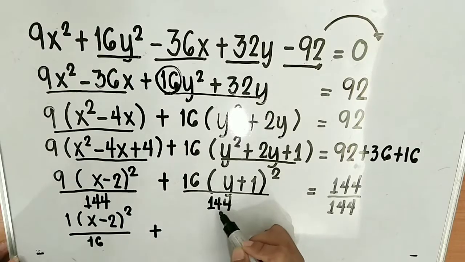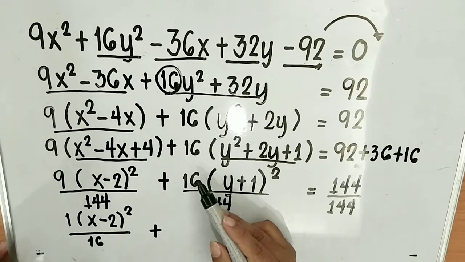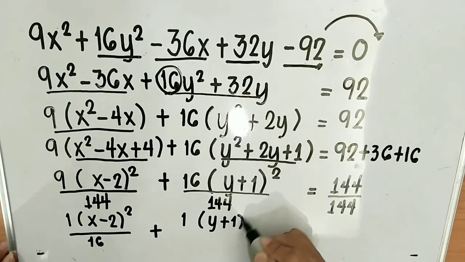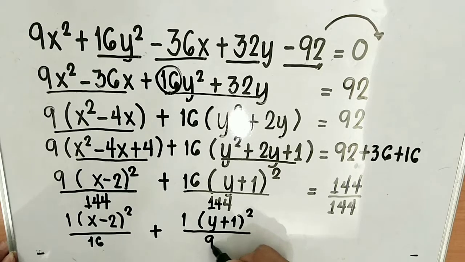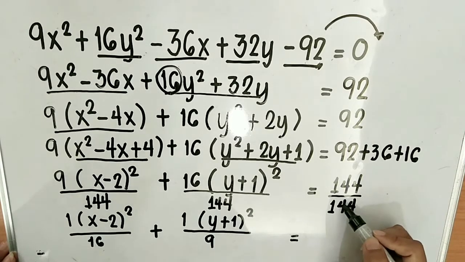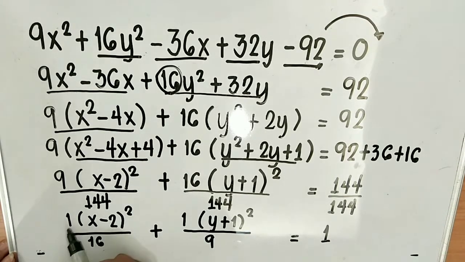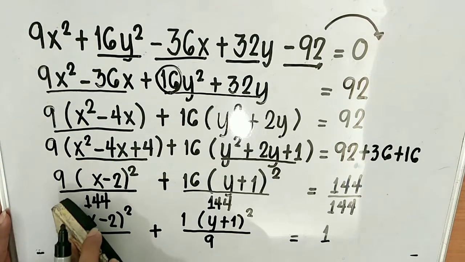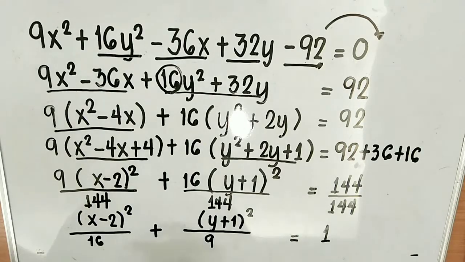plus 16 over 144, reduced to lowest terms, we will get 1 over 9. So we can write 1, plus y plus 1 squared, is equal to 9 over 144, which is positive 1. Now, the 1 is not necessarily written here because it is understood that if you see no numerical coefficient, it is understood as 1. So we will just erase this. So the general form of this equation is x minus 2 squared over 16 plus y plus 1 squared over 9 is equal to positive 1.